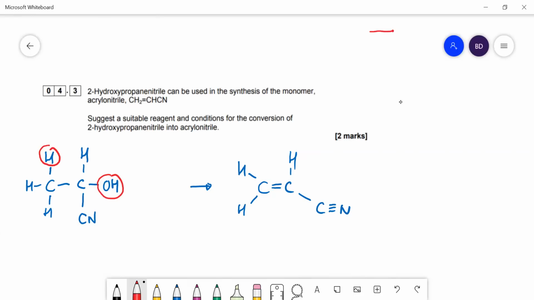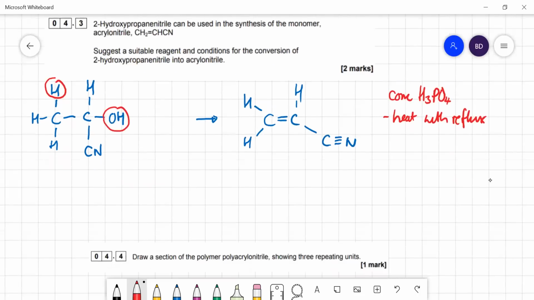Right, reagent and conditions. What are the reagents? You need concentrated phosphoric acid or concentrated sulfuric acid, and you need to heat with reflux. Basically, you need heat, and if you don't reflux, you lose the products because they're volatile. So that's 2 marks there, one for the phosphoric acid, one for the heat with reflux, I think.